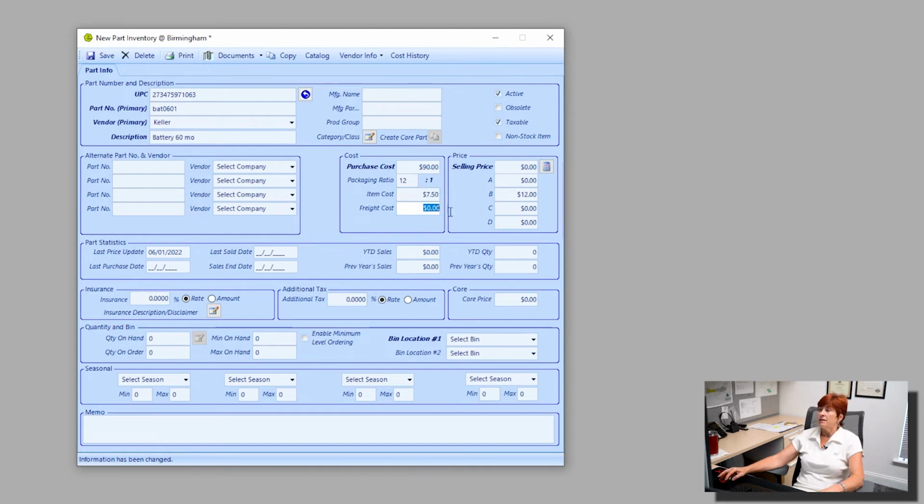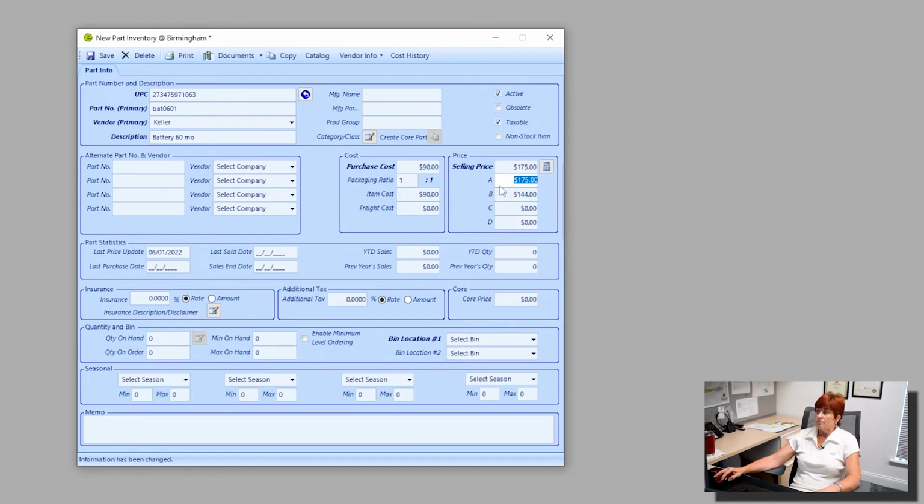All right, you can then indicate any freight cost that has been added here. And then let's talk about the selling price. So the purchase cost, the dealer paid $90 for the battery. What is the customer going to pay for the battery? Let's say that they're going to pay $175. Okay, that's what the customer's paying retail.